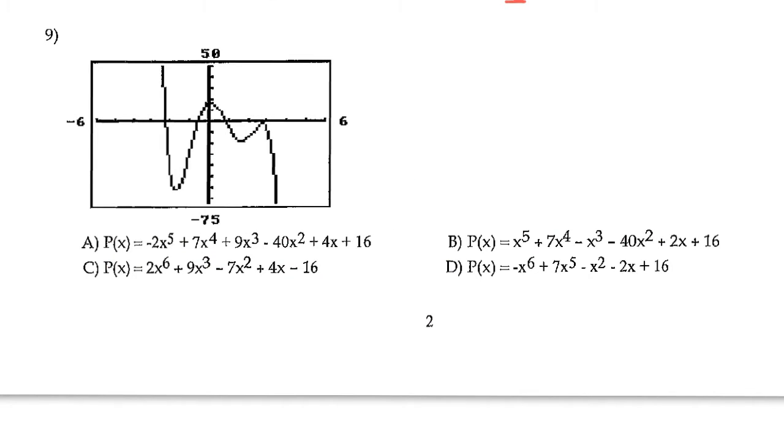Okay, so I'm looking for definitely an odd exponent since the end behavior is in opposite directions. So that takes C out, and that takes D out. And the remaining one has a negative dominant term, which would be down as you go to the right and up as you go to the left, which is what this graph does. So the answer is A, because this one should go up to the right and down to the left.